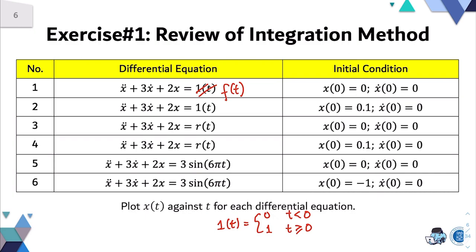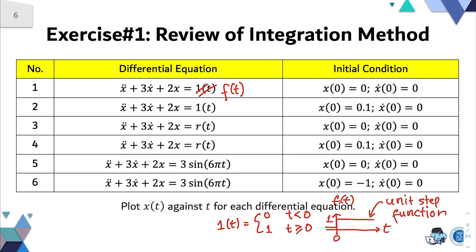So this one is something like this, stepping at t equal to 0. This is time, this is the function f(t). This is 0, this is 1. So the function is stepping from 0 to 1 when t is equal to 0. This is called the unit step function.